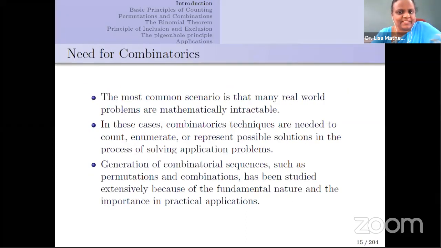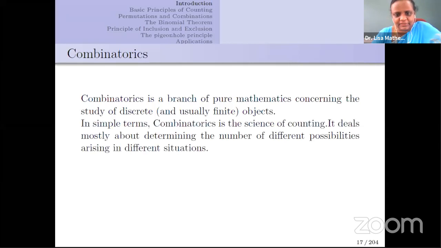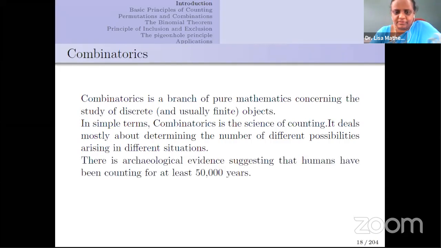Now, the usual scenario is that many real-world problems are mathematically intractable or very difficult to solve. So, in these cases, we can use combinatoric techniques to count, enumerate, or represent possible solutions in the process of solving application problems. Generation of combinatorial sequences such as permutations and combinations have been studied extensively because of their fundamental nature and importance in practical applications. As I said earlier, combinatorics is a branch of pure maths concerning the study of discrete and usually finite objects. In other words, it is a science of counting. It deals mostly with determining the number of different possibilities arising in different situations.